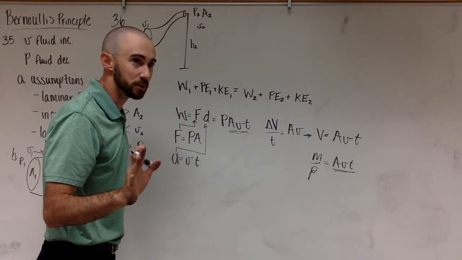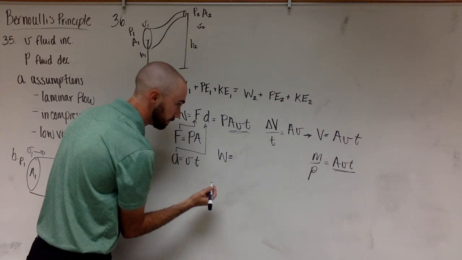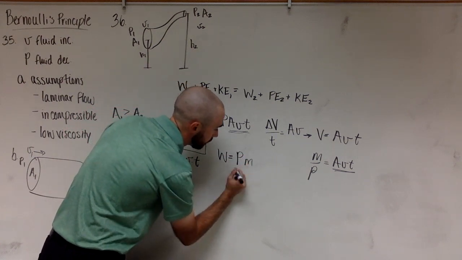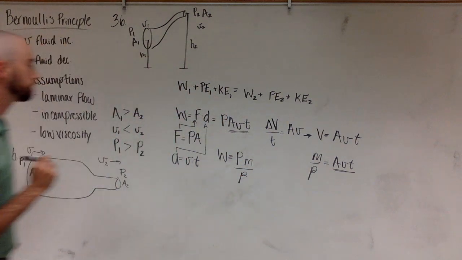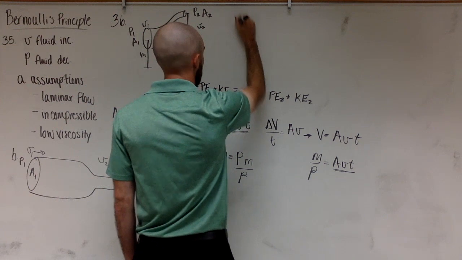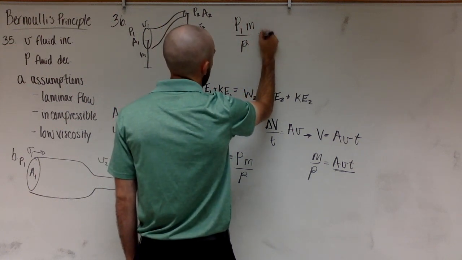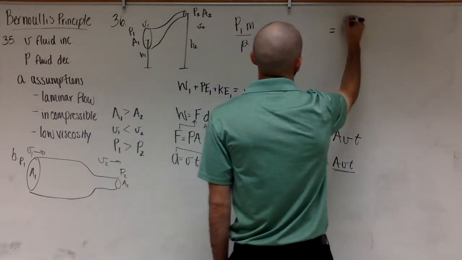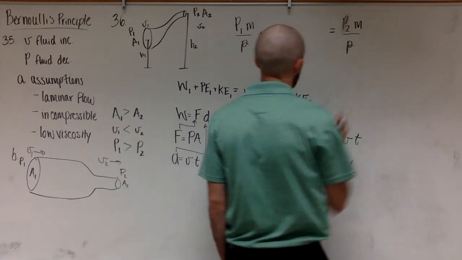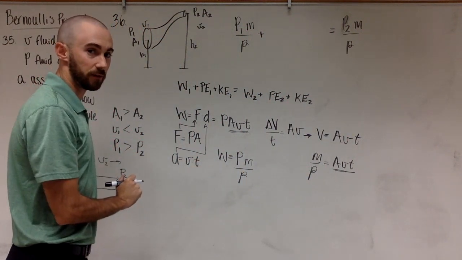I know this is a lot, but just take a second. It's going to be okay. We get that work is equal to PM over rho. So if we come up here and plug it in, let's just write it out as we go. We get P1 M over rho, plus we'll get some other terms. We get P2 M over rho. I'm going to erase this, so write it down if you haven't already.